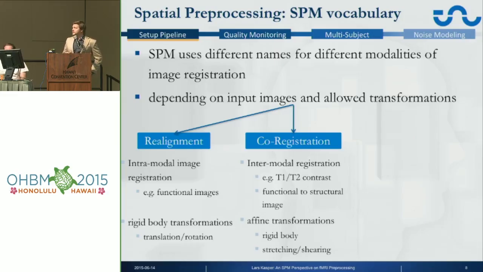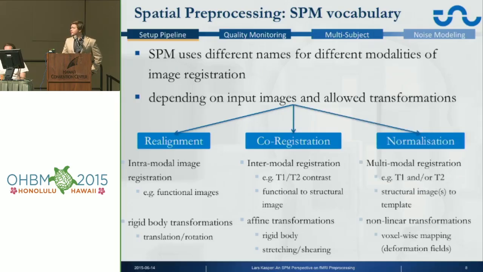The co-registration step is also very similar. It's the intermodal registration between the functional and the structural image. You've heard that the T1 image has a very different contrast from the T2, but you still have to co-register them. And since the geometry of these sequences can be different, we allow for affine transformations, both rigid body, but also stretching and shearing of your imaging volume.